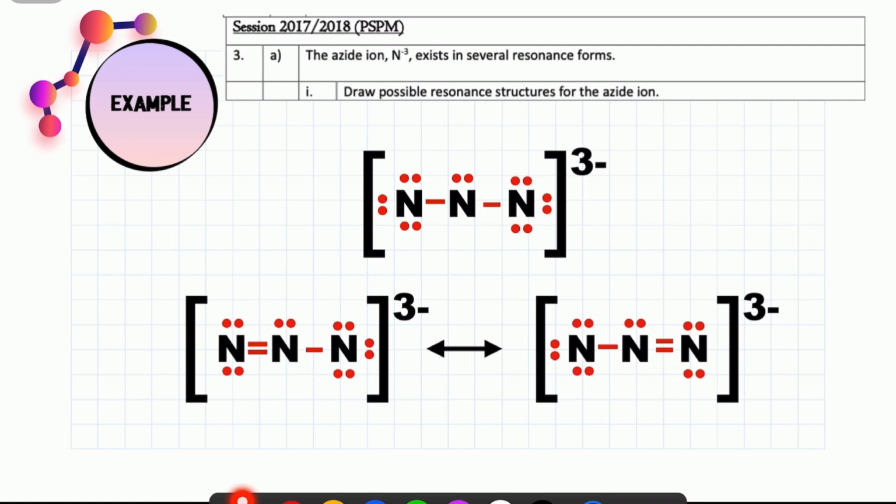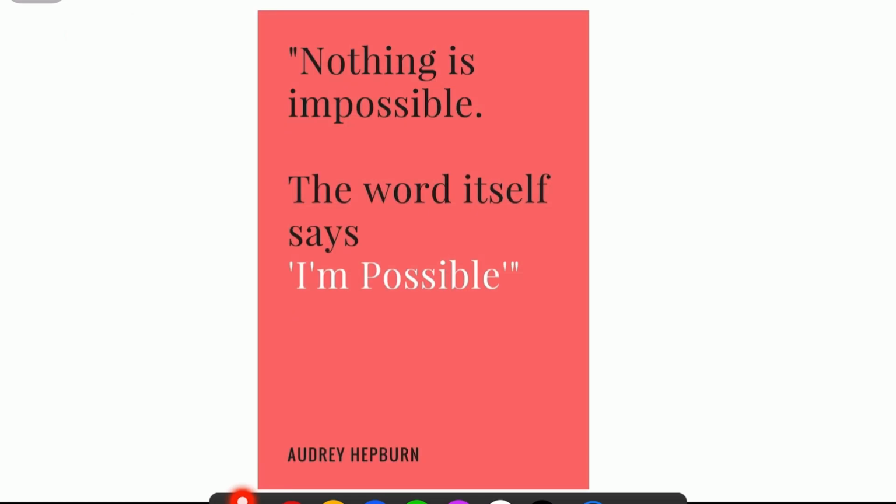So delocalization of the bonding pair electrons and lone pair electrons will produce this structure. So the relationship between these two, we call it the resonance structure. Okay, that's all. Thank you.